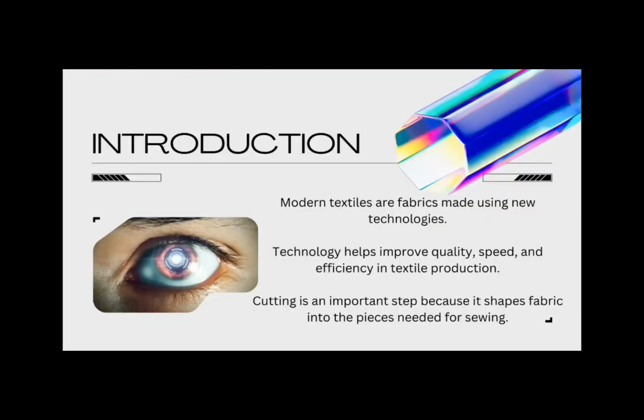So, introduction. Modern textiles are fabrics made using new technologies. Technology helps improve quality, speed, and efficiency in textile production. Cutting is an important step because it shapes fabric into the pieces needed for sewing. Modern textiles use advanced machines and software to make fabric production faster and better. Cutting is a key stage because it decides the final shape of each garment. If any part in cutting is wrong, the whole garment may not fit well.